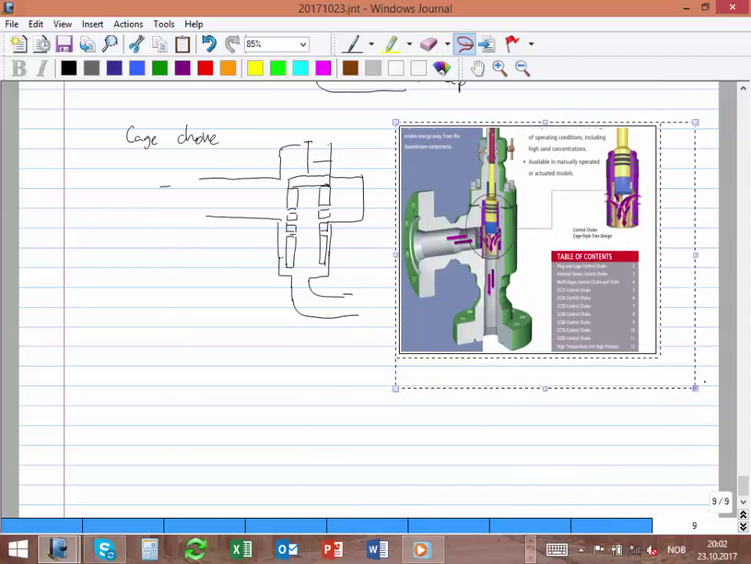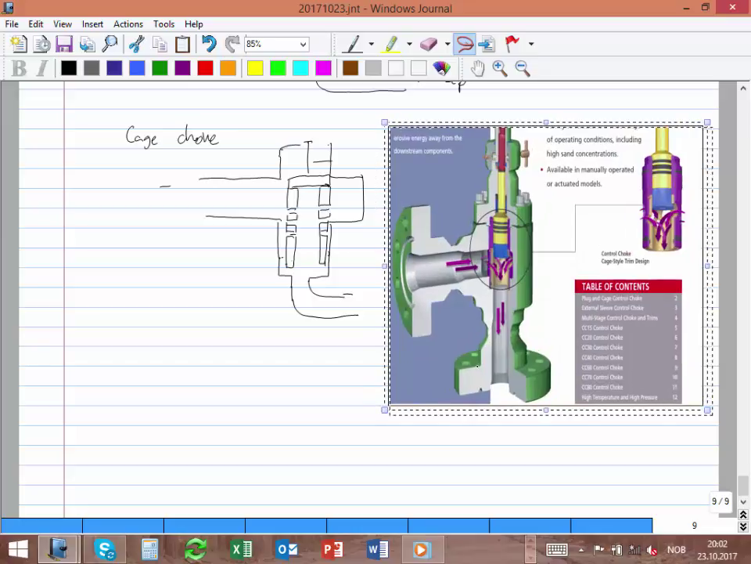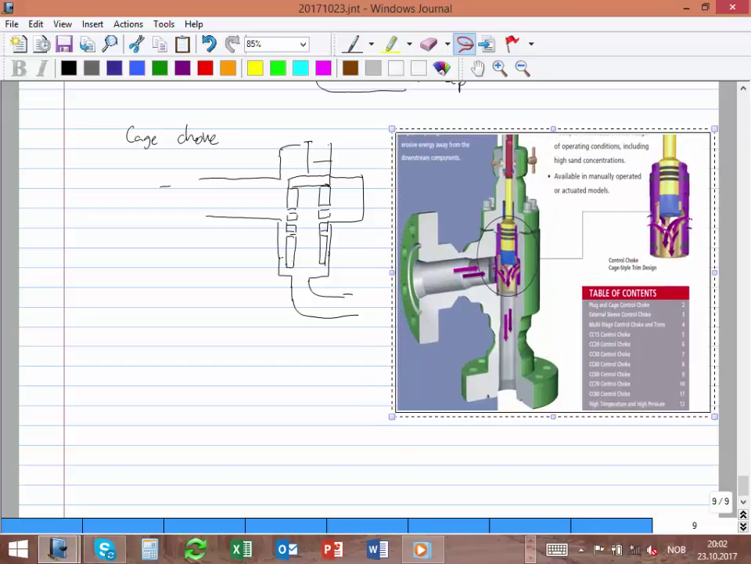It's a cage, and they are typically used for subsea systems and also for a platform. Okay, you see you have the holes, and initially all of them are exposed. And when you bring it down, not all of them are uncovered, so you have a bigger pressure drop.